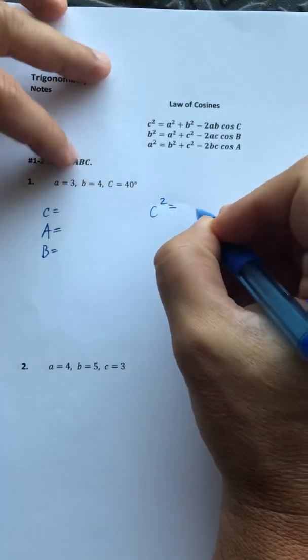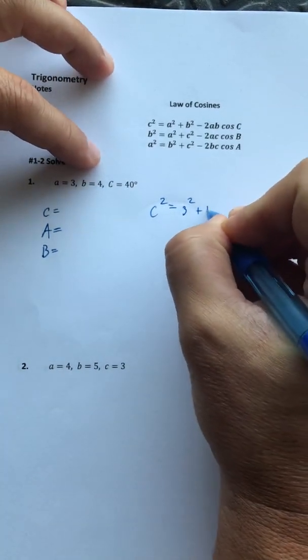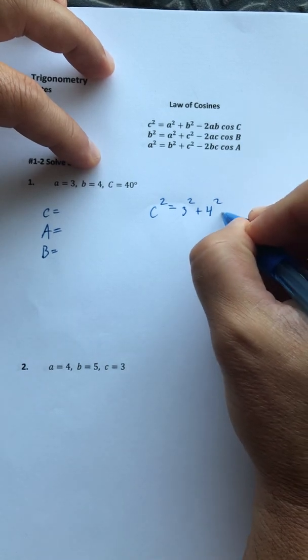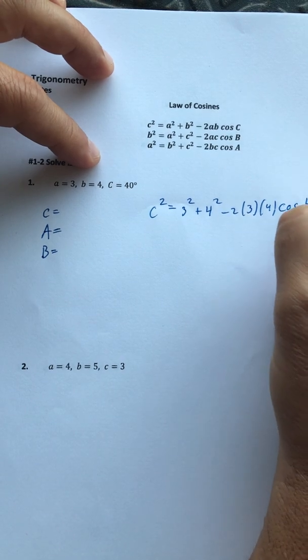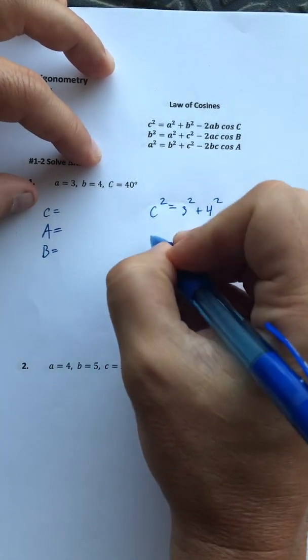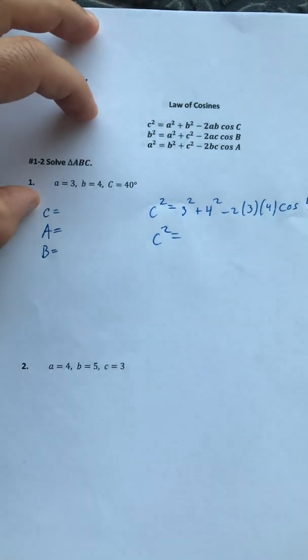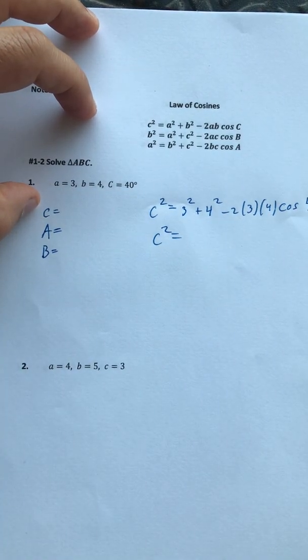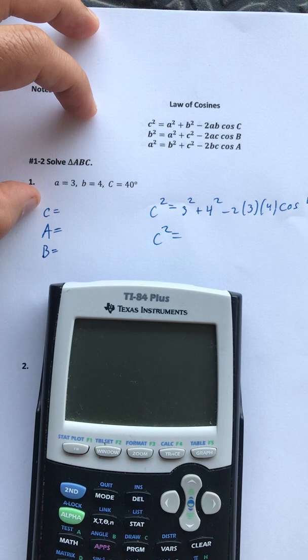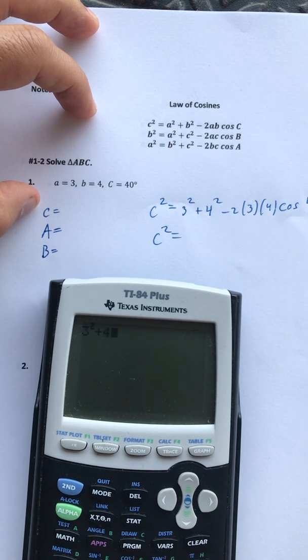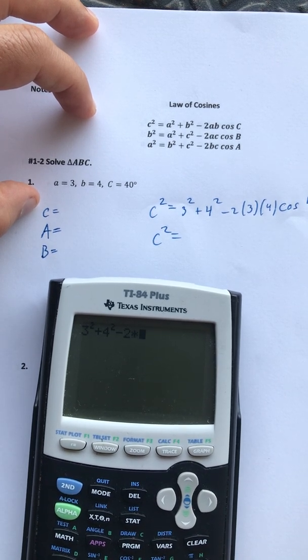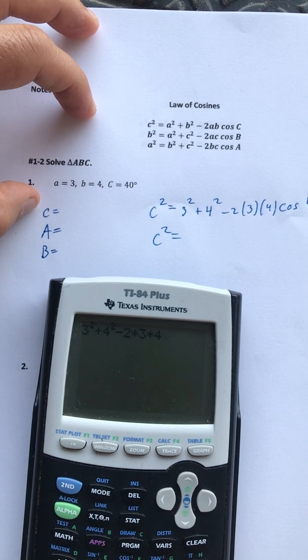C squared is equal to A squared. That's 3 squared plus B squared. That's 4 squared. Minus 2 times 3 times 4 times the cosine of angle C, which is 40 degrees. So C squared is equal to, now I have the luxury of putting this entire line in my calculator. I'm going to put this entire line into my calculator. So 3 squared plus 4 squared minus 2 times 3 times 4 times the cosine of 40.